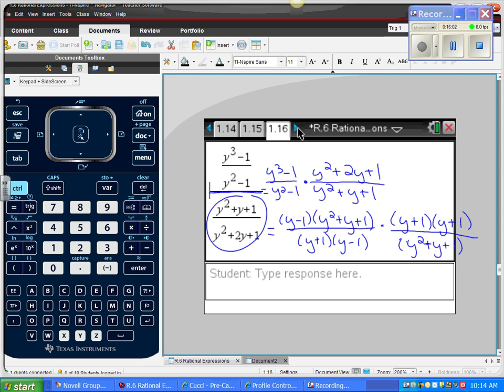Okay, so now let's see what can be simplified. We've got a y plus 1. We've got a y minus 1. We've got a y squared plus y plus 1. We've got another one over there. So all we're left with is y plus 1. Okay. Moving on to the next page.